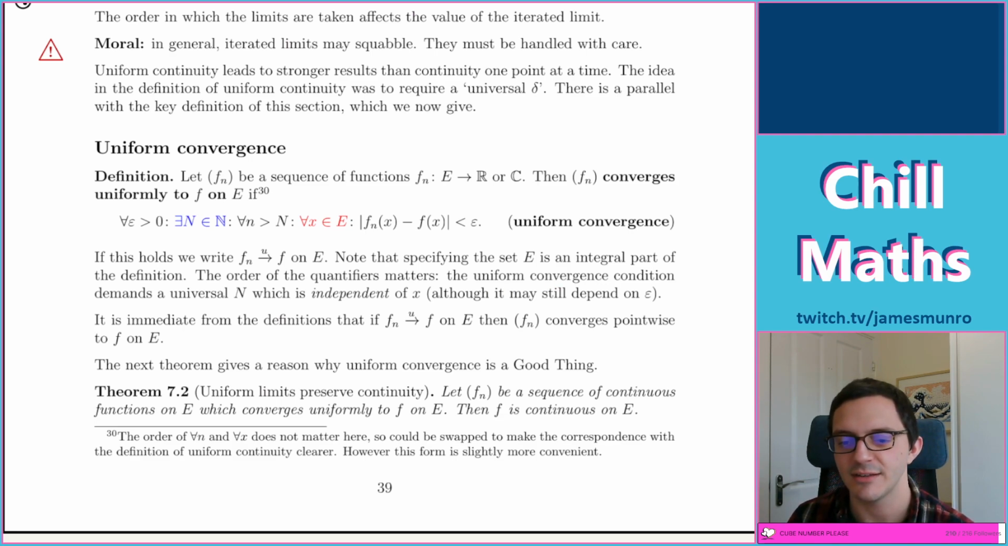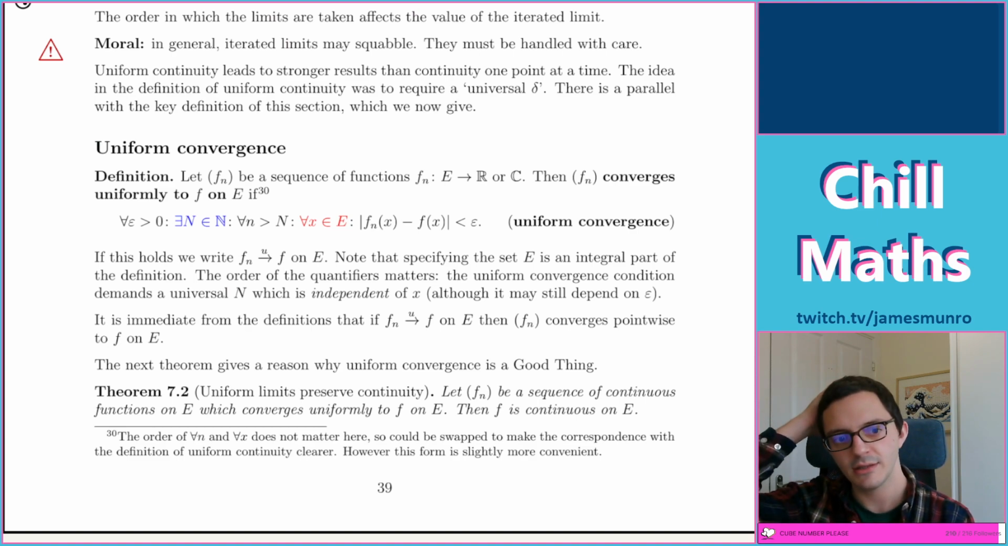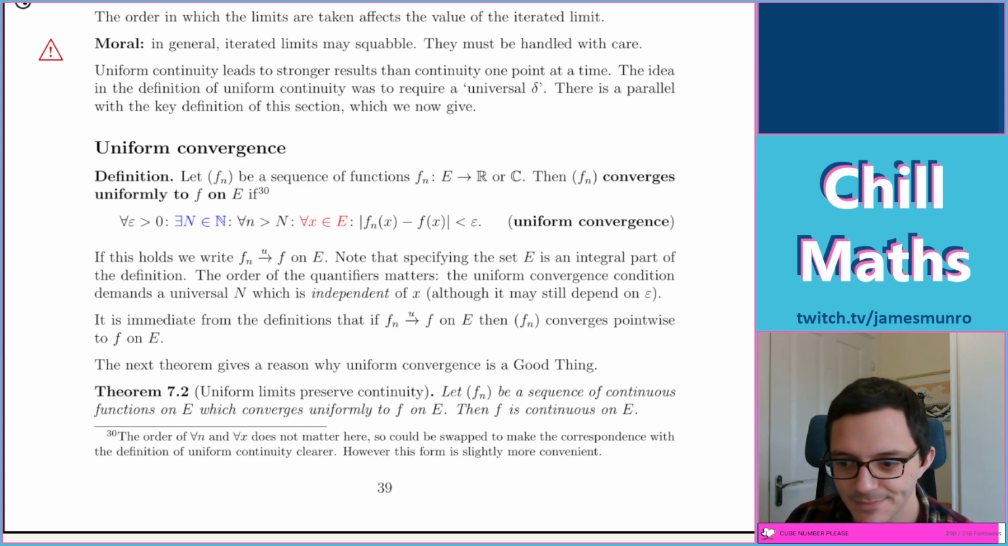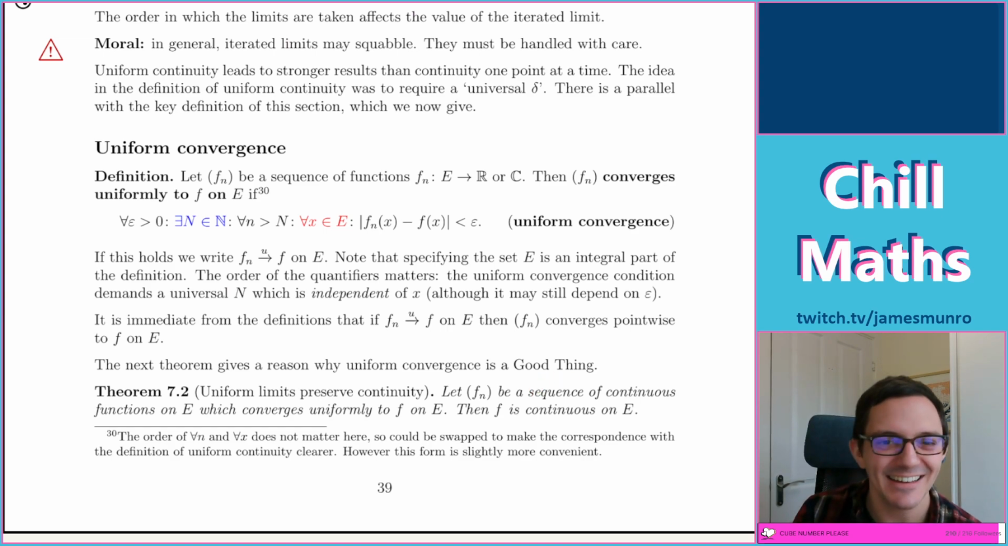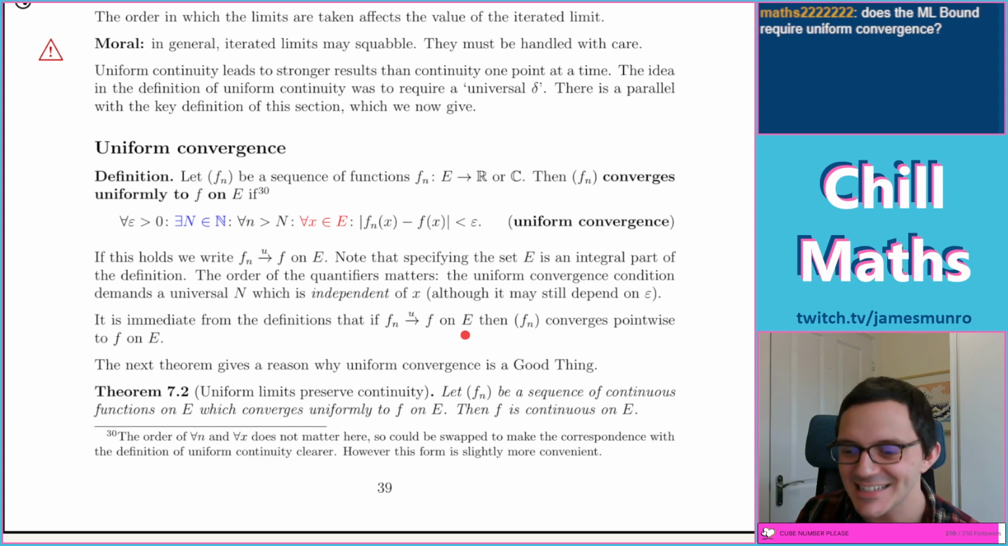If this holds, then it converges pointwise, that's all fine. You choose your value of n to just be the one that works for all values of x, if you're given a particular value of x. Good thing, capital G, capital T. Oh, these notes are fun. I like these. I like the morals and the squabbling. This is a good page.